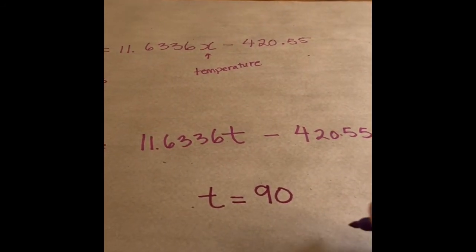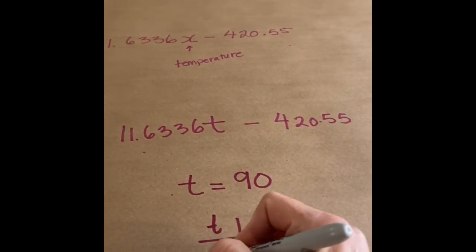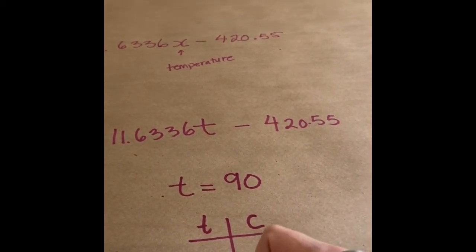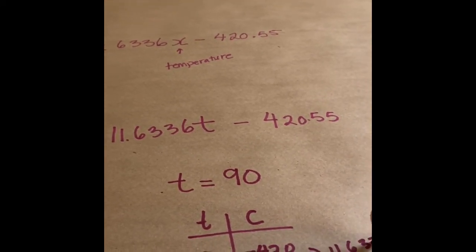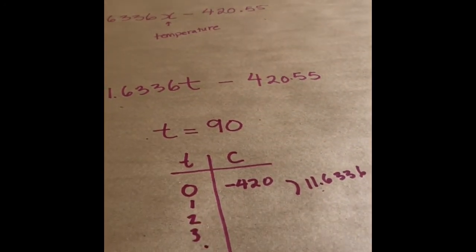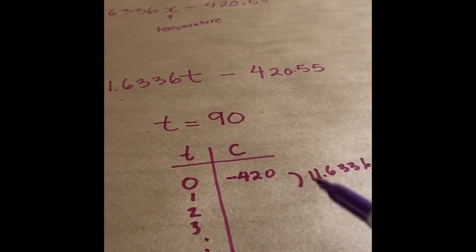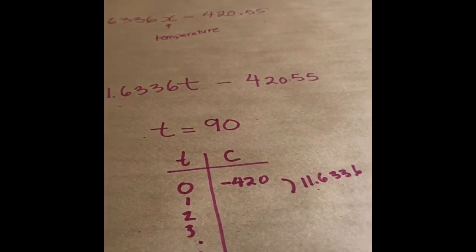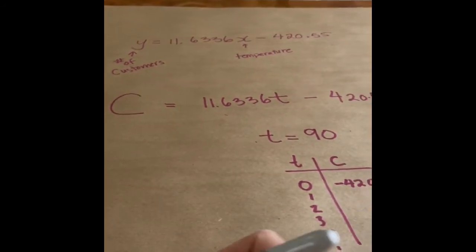So that means if I had a table of values, here would be my T, here would be my C. When temperature is 0, it starts at minus 420. 1, 2, 3, and it keeps jumping up the customers by 11.6336. For us to make our table of values go all the way to 90, that would take a really long time. So what we want to do instead is use the equation. We want to use the fact that it starts at minus 420 and it's going up 11.6336 90 times.